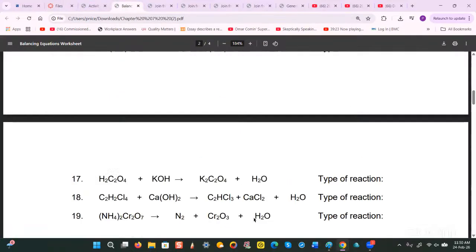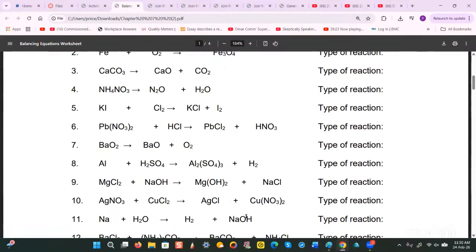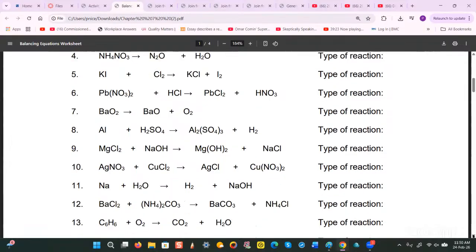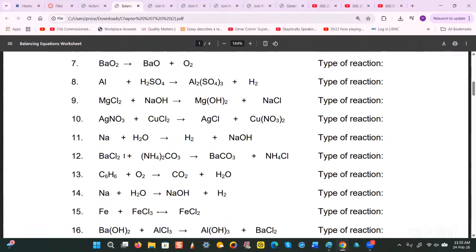Number 12, section A. Okay, so for number 12, you need to balance it first. You have 2 chlorines, so I'm going to put a 2 here. And that's it. Now, what type of reaction is it? Well, you notice that this is displacing this, and this is displacing this, so this is double displacement, exactly.